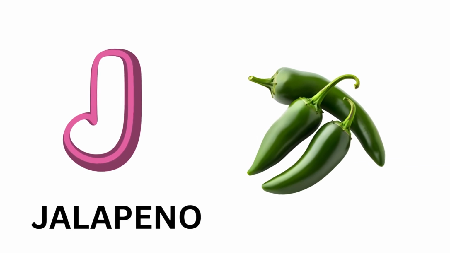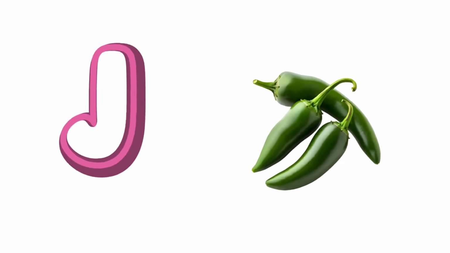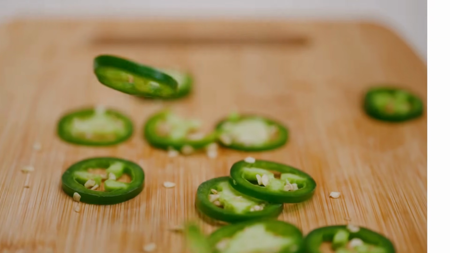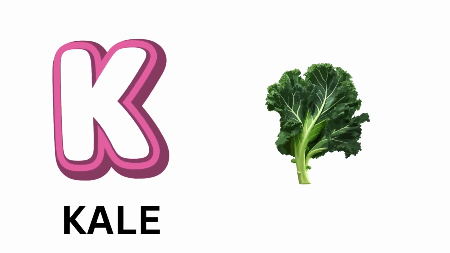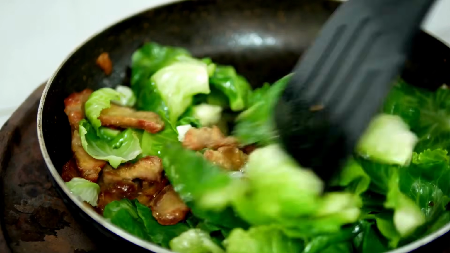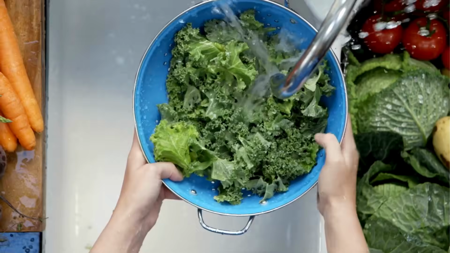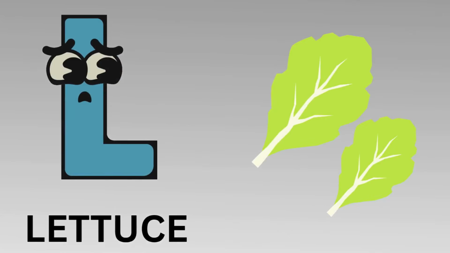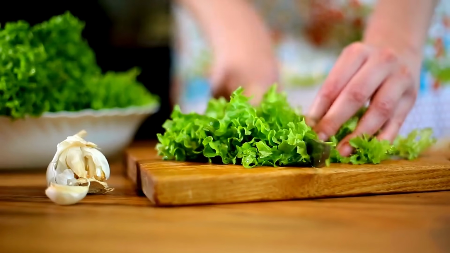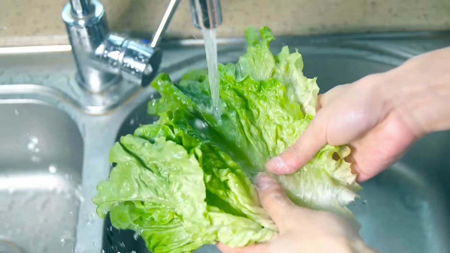J is for jalapeno. Jalapeno. J is for jalapeno. K is for kale. K is for kale. L is for lettuce. Lettuce. L is for lettuce.